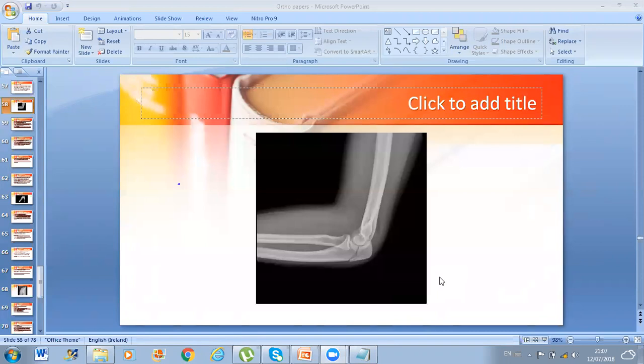It can be stabilized with TBW. Which fracture will you fix with a plate, for example? Oblique fracture, comminuted fracture.